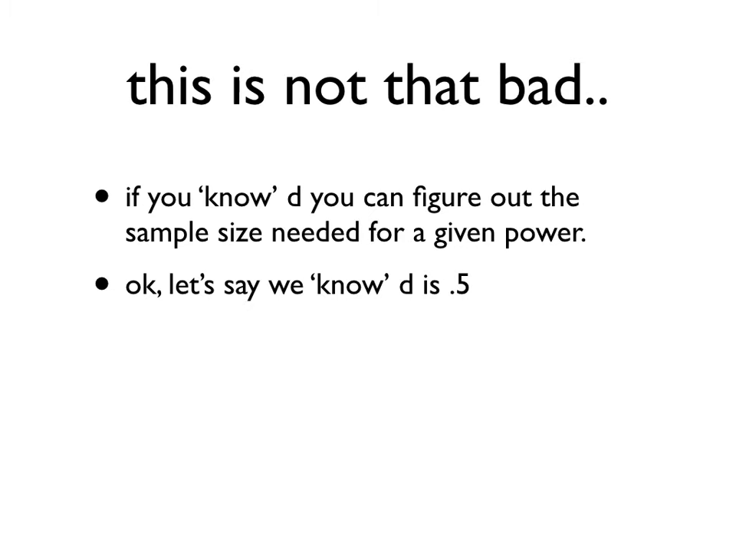Anyone? Okay, so let's say we know D is 0.5. We don't really know it, but we're going to think 0.5. And that's typically what you do for these power calculations. You usually take 0.5. That's what people tend to do. You don't have to. By the way, there are a lot of online calculators that are really good for doing this kind of stuff. So you put in what your D is going to be, and then you put in what kind of statistics you're going to do, and then it tells you how many subjects you need per group.